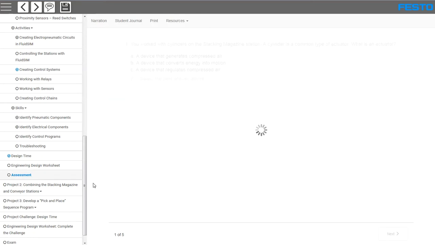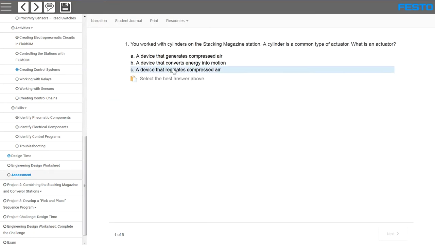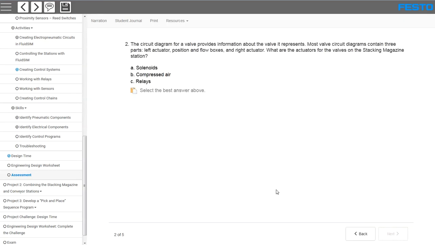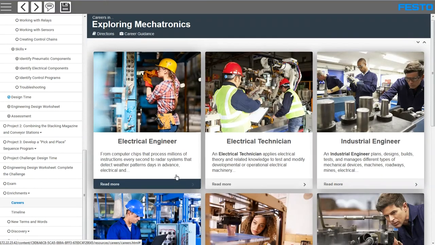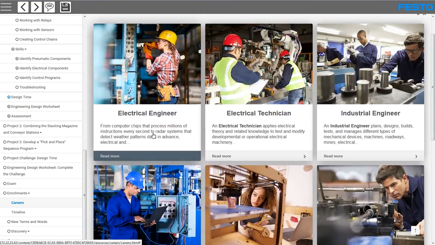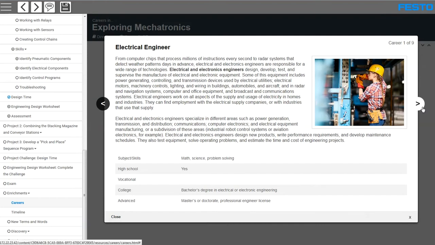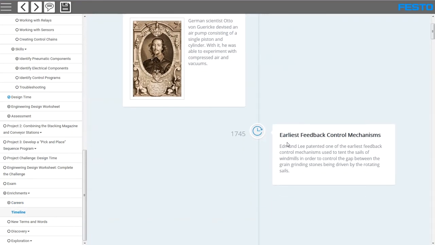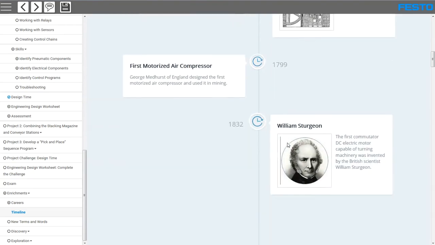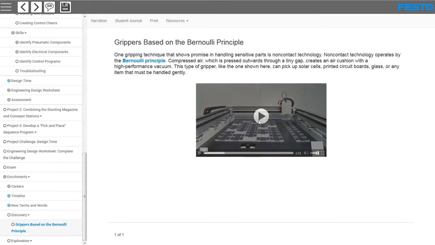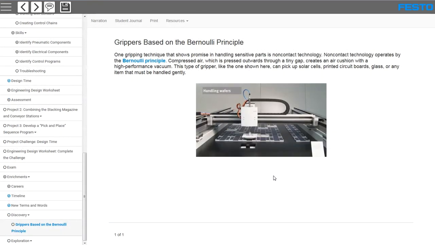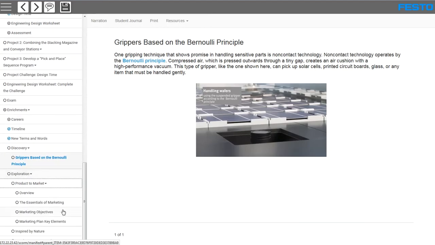Students complete an assessment at the end of each support project to test their knowledge on the fundamentals, concepts, equipment, and any information explained or explored in the resources. The enrichments provide students an opportunity to explore additional activities relating to STEM, information on careers, timelines, new terms and words, as well as further discovery and exploration activities contained in the enrichment section.